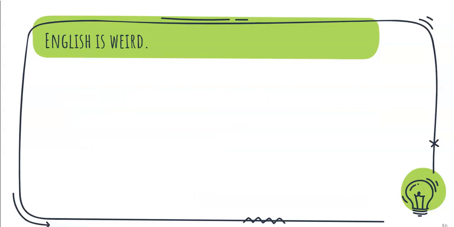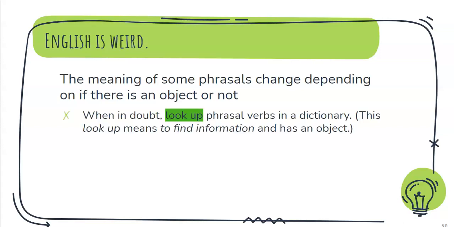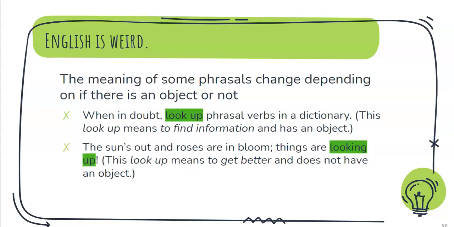With some phrasal verbs, the meaning changes depending on whether or not there is an object. To look something up, for instance, means to find information. Without an object, to look up means to get better. When in doubt, look up phrasal verbs in the dictionary. "Look up" has an object and means to find information. In "The sun's out and roses are in bloom, things are looking up," look up doesn't have an object and means things are getting better.